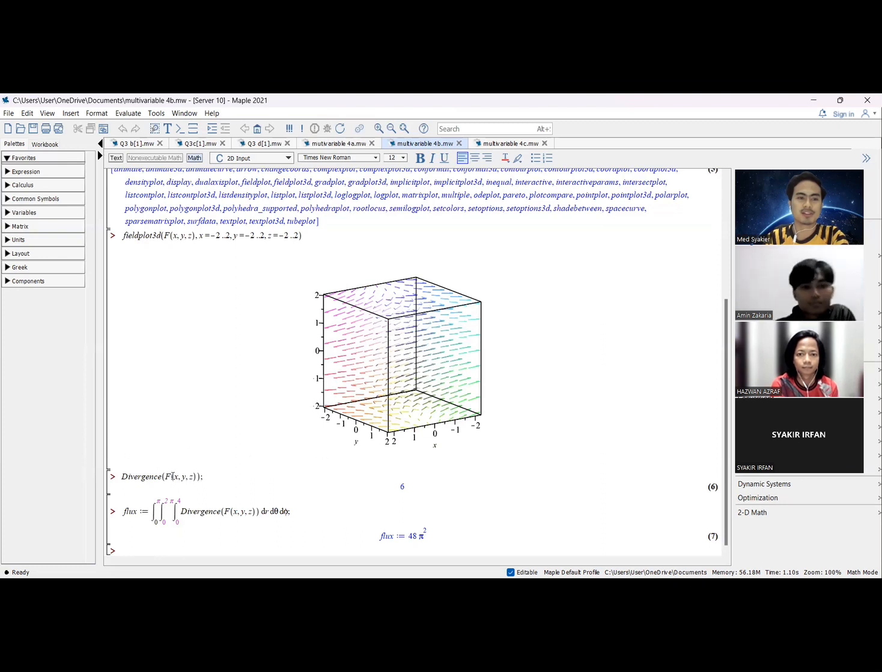And then the divergence is of f(x, y, z), and then lastly we have to integrate the flux. We have to use three integrations, from 0 to pi, 0 to pi, 0 to pi, of the divergence of f(x, y, z), dr, d theta, and d phi. And the final answer for the flux is 40 pi squared.